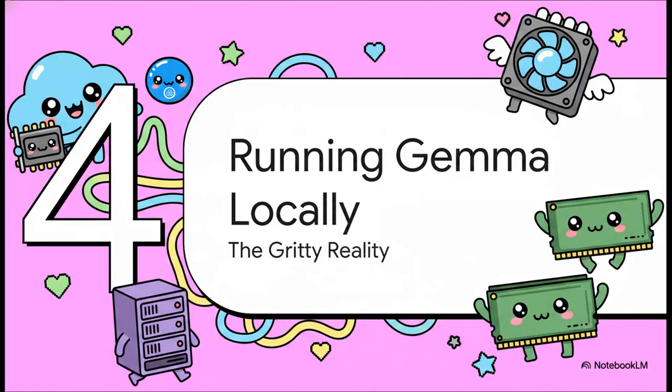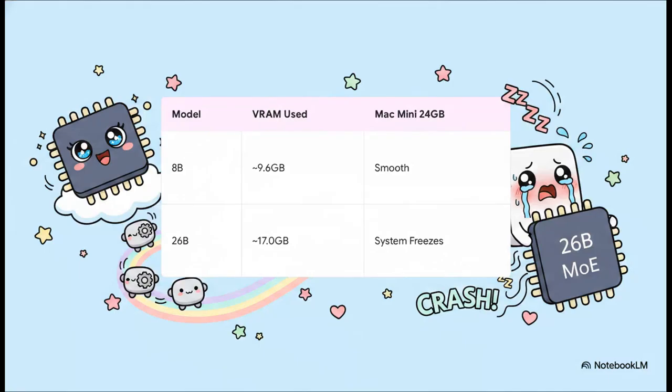All right, let's get into the gritty reality of actually running Gemma 4 locally on your own hardware using Ollama. Because let's be real, the specs on paper don't always match the reality on your desk. Take a look at this. You might see the 26B MoE model and think, awesome, only 3.8 billion active parameters. I'll definitely run that.